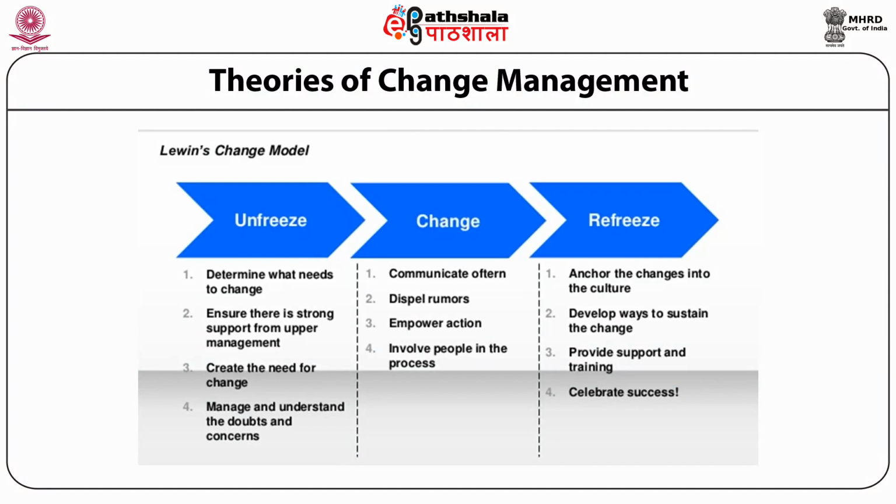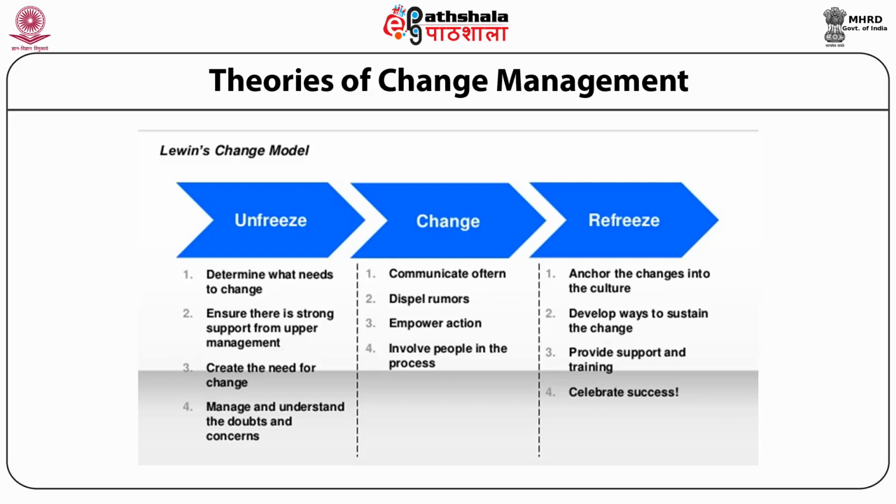The Kurt Lewin change model basically proposes 3 different stages. The first stage is about unfreezing. Then the change actually takes place, and once the change has taken place, the third step according to this model is refreezing. Let us look into each of these dimensions minutely. When we talk of unfreezing, the first step is to determine what needs to be changed. So identification of what is not working is a prerequisite to bring the desired change.